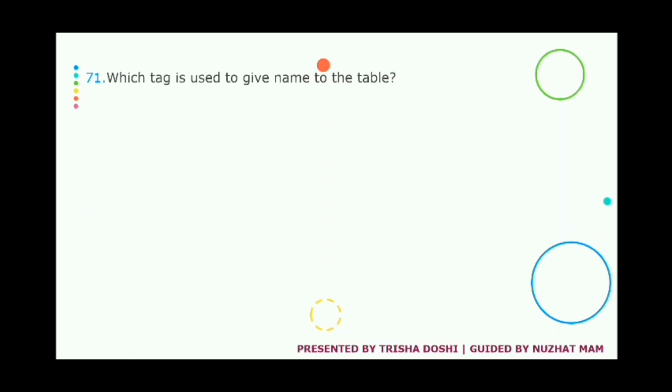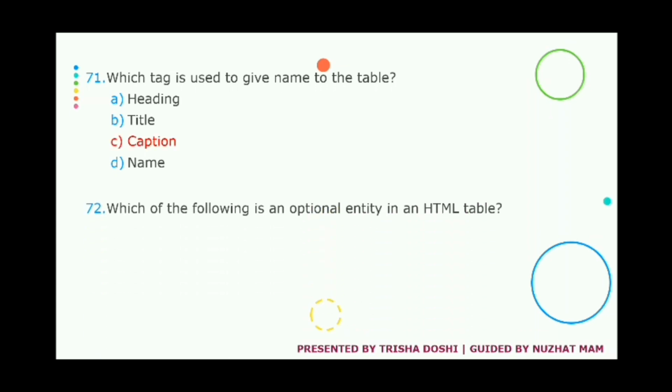Question 71. Which tag is used to give name to the table? A heading, B title, C caption, D name. The correct answer is C caption. Question 72. Which of the following is an optional entity in an HTML table? A. Heading, B. Title, C. Caption, D. Name. The correct answer is C. Caption.